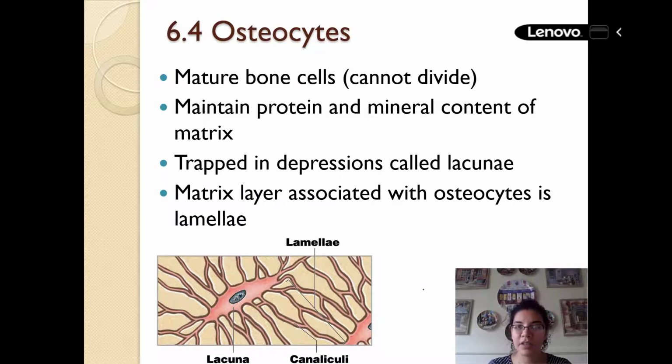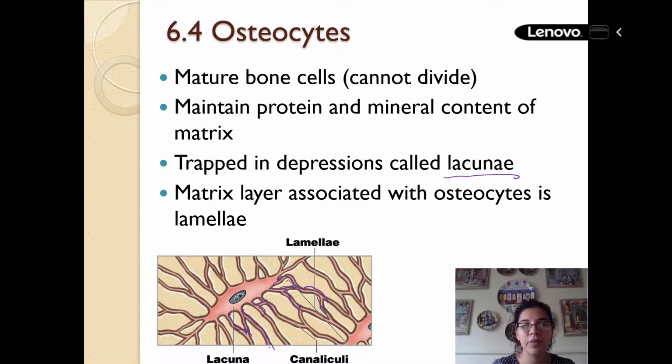Osteocytes differentiate from osteoblasts. They are the mature bone cells. Their metabolic activity decreases, though there's still a lot of life there, of course, and they maintain the bone matrix, the protein and mineral content of the matrix. They are trapped in depressions called lacunae. They have extensions that go through the little canals we previously discussed, the canaliculi. These extensions allow nutrients to diffuse from one cell to the other. Lastly, we have osteoclasts.